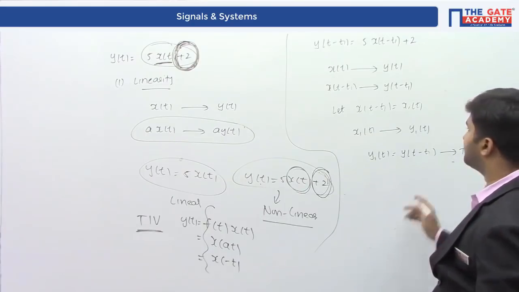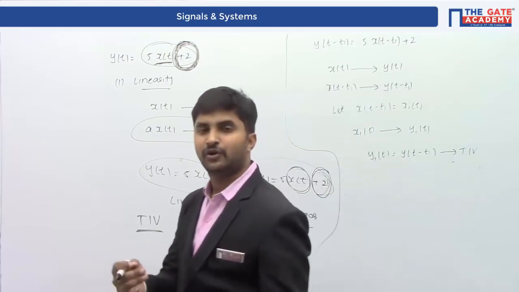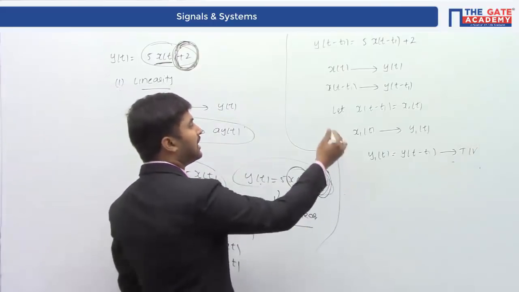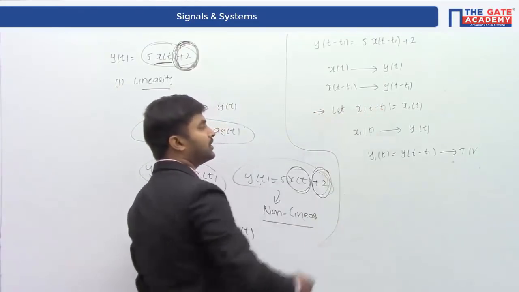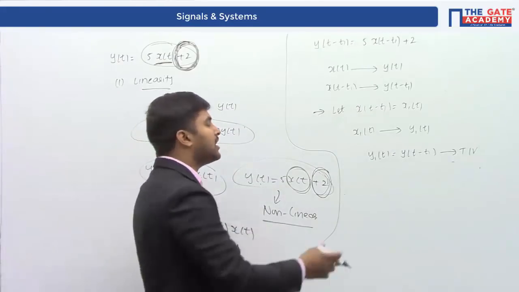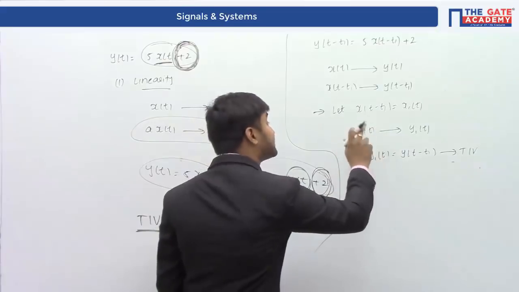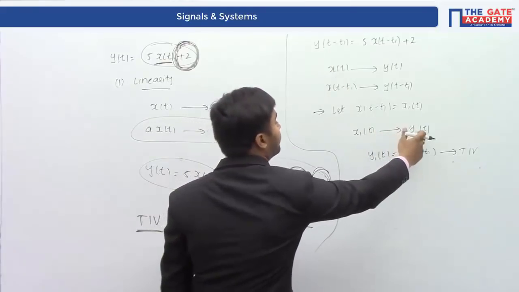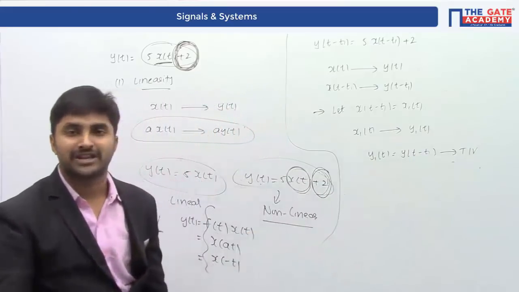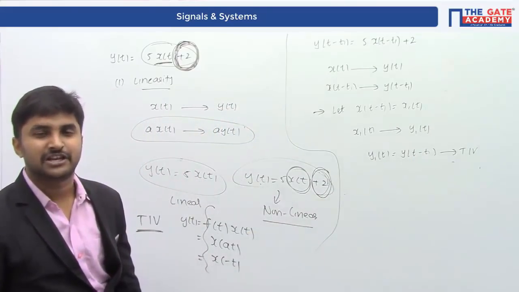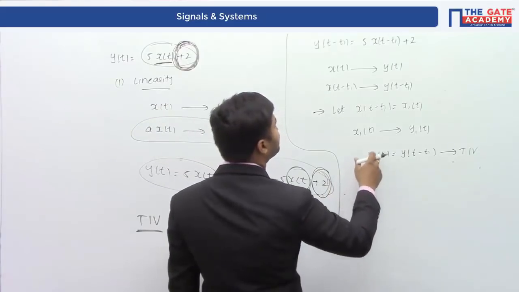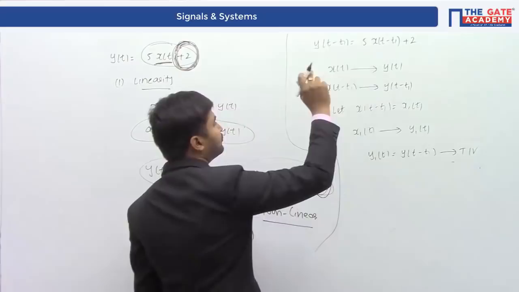So what I did here, first of all, I found out what y of t minus t1 is, and the second step is that I have assumed x of t minus t1 to be another function of time, x1 of t. If I give x1 of t as the input to the same system, then the output should be y1 of t. If y1 of t is equal to y of t minus t1, then the system is declared to be a time invariant system. So therefore, what is y1 of t? System's operation is something that you have to keep in your mind.